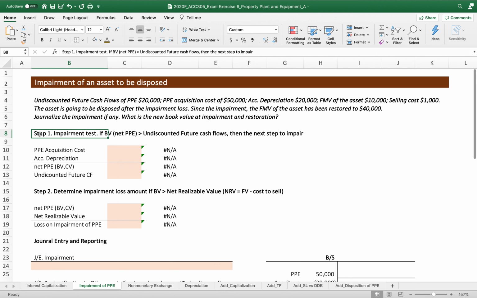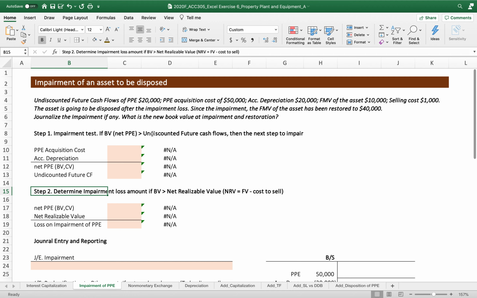So you should remember we have two steps to determine the loss on impairment of PP&E. Step one is the impairment test. If the book value, the net PP&E or carrying value of this PP&E is greater than the undiscounted future cash flows, then go to the next step to impair. This undiscounted future cash flows is the sum of the future cash flows not discounted by the interest rate or weighted average cost of capital.